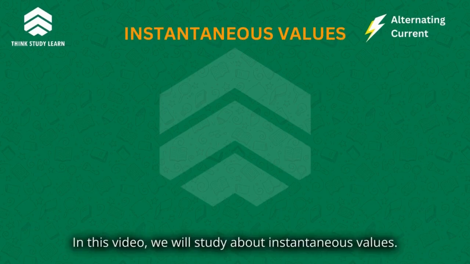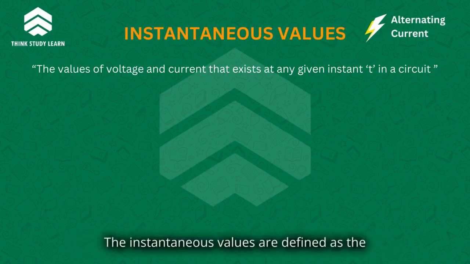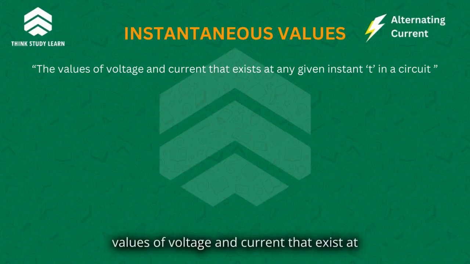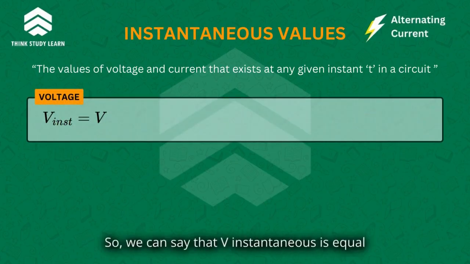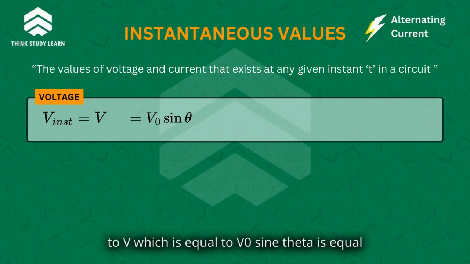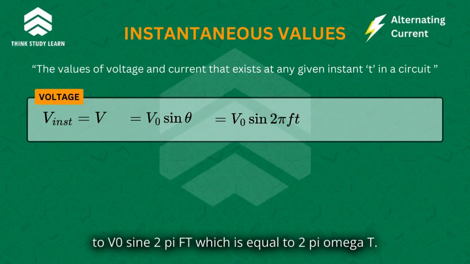In this video, we will study instantaneous values. The instantaneous values are defined as the values of voltage and current that exist at any given instant t in a circuit. So we can say that V instantaneous is equal to V, which is equal to V naught sine theta, which is equal to V naught sine 2 pi ft, which is equal to V naught sine omega t.